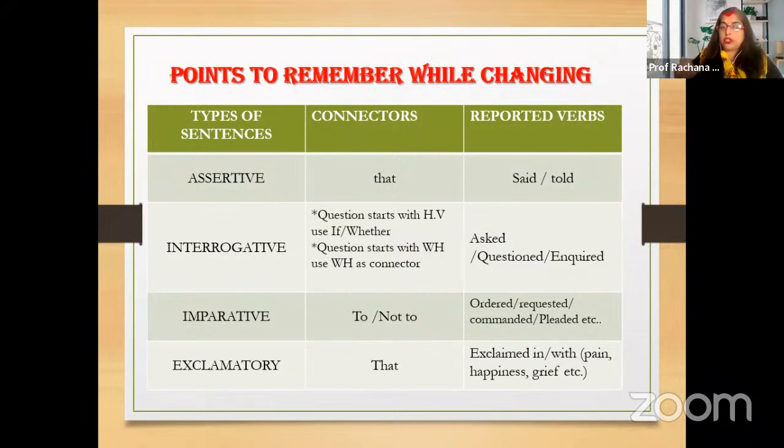Students get confused and all the time they remove the inverted comma and they use that to connect the sentence. They always put it by mistake. But that is not always required.